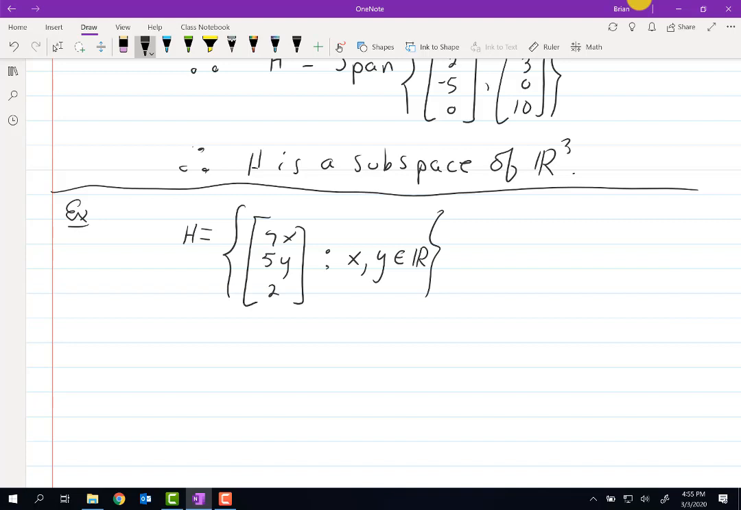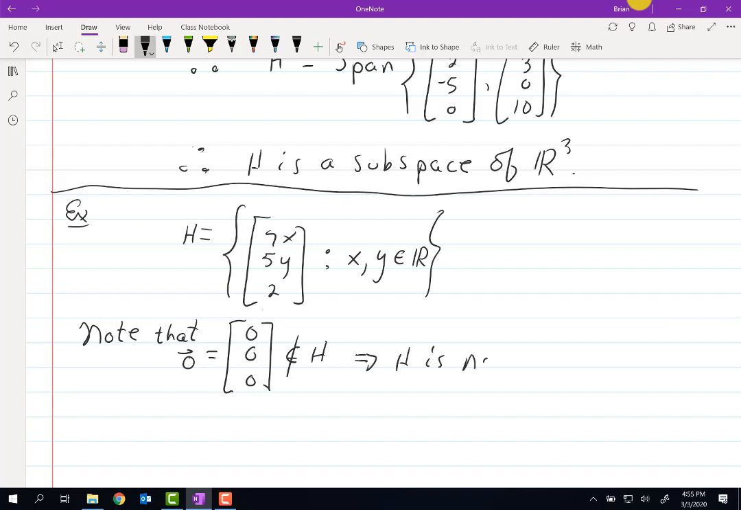Now the problem here is that H is not going to be a subspace because this 2 is going to be problematic. Note that 0, 0, 0 is not in H, because no matter what, everything that's in H has a 2 as the final coordinate. That, as we know, is the 0 vector in R3. So this implies that H is not a subspace of R3.